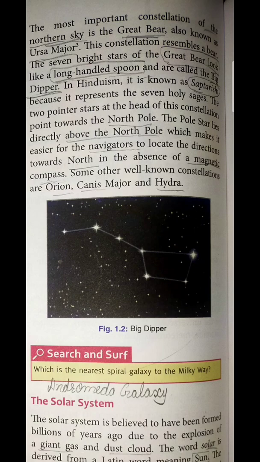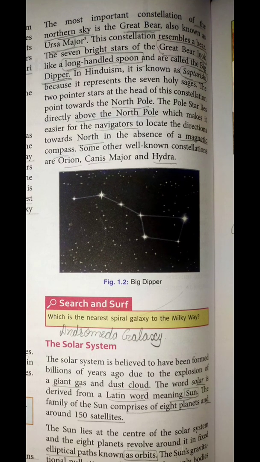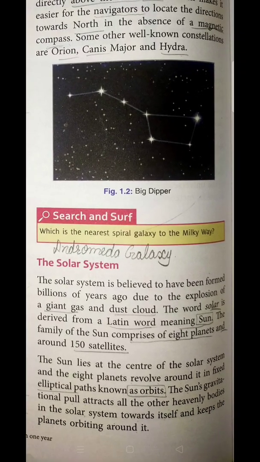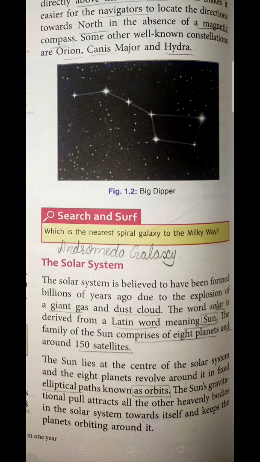Okay. Further, it points toward the North Pole, and the pole star lies directly above the North Pole, which makes it easier to navigate and locate the direction of north even in the absence of a magnetic compass. The well-known constellations are Orion, Major, Hydra and Canis. These are the main constellations in our universe. So which is the nearest spiral galaxy to the Milky Way? As we came to know, the nearest spiral galaxy to the Milky Way is the Andromeda galaxy.